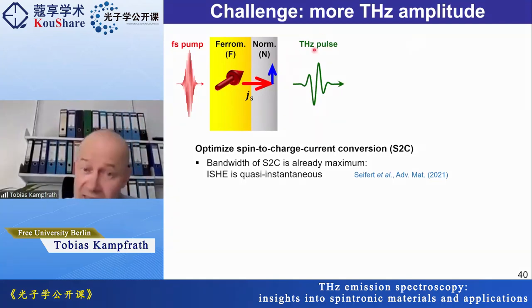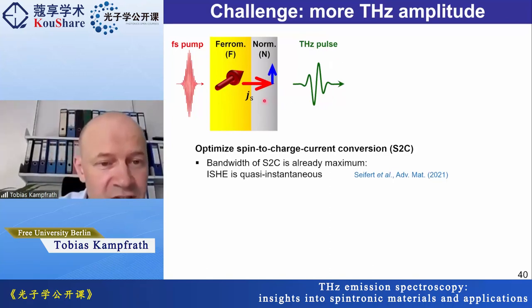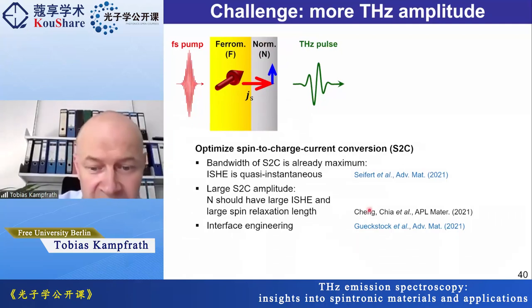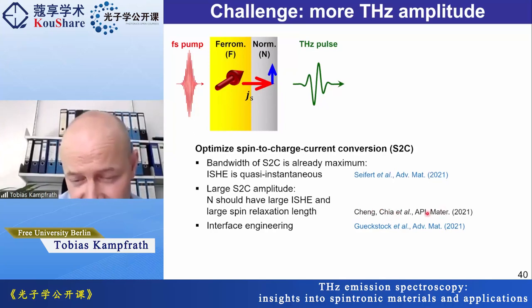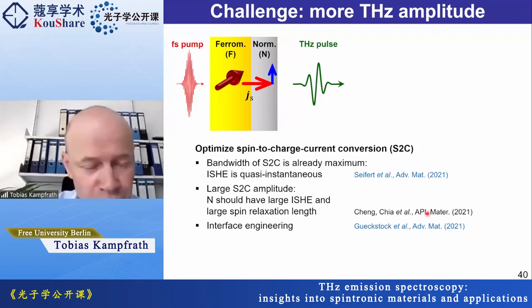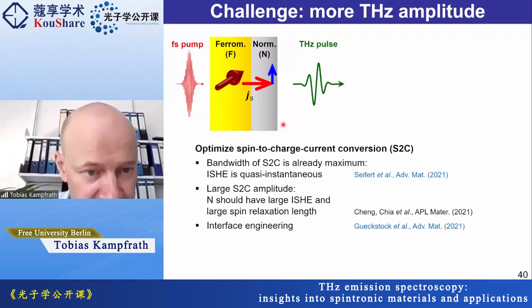So how can we now maximize the amplitude of the terahertz pulse? One thing you can try is to optimize the spin to charge current conversion. This means you need to take materials with a large inverse spin Hall effect. This is, for example, what is discussed in this review paper from 2021. And there are also works by Xiao Jun Wu. I mentioned them. You can also use topological insulators, materials exhibiting a very large spin to charge conversion efficiency.